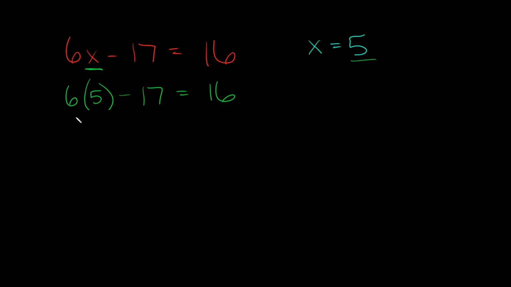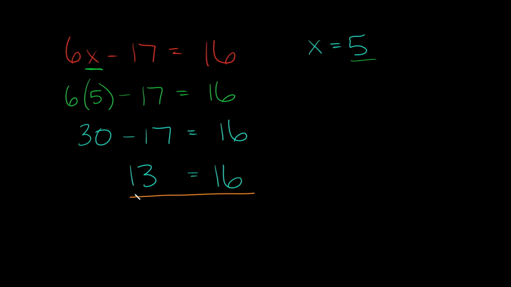Now I need to simplify this. So 6 times 5, that's 30. Then minus 17 is equal to 16. And then 30 minus 17, that's equal to 13. Okay, so I have 13 is equal to 16. So as you can see, this is imbalanced, right? We got two different numbers, 13 and 16. So x is equal to 5 is not a solution.